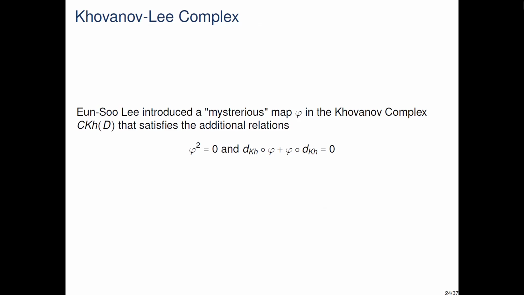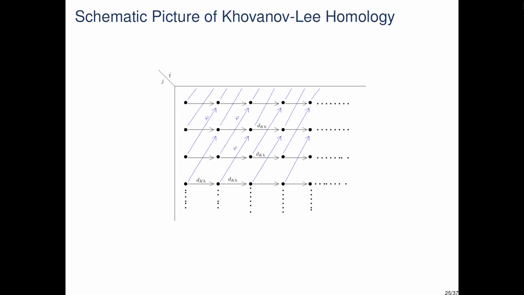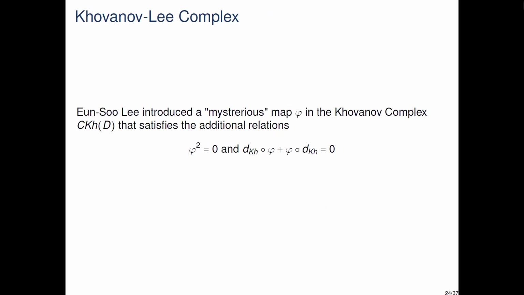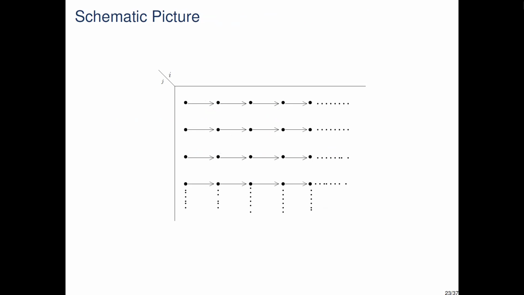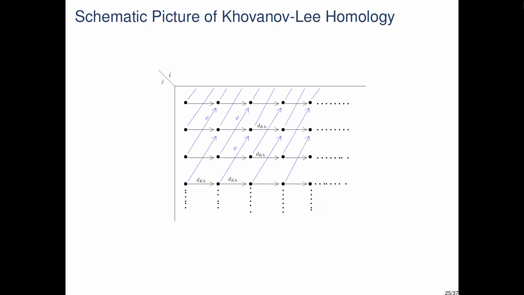Again, let me give you a schematic picture. Here, as before, I have the Khovanov picture, and these blue arrows are indicating the Lee differential, the phi map. So what is the condition phi squared equal to 0 telling you? If I just go along this blue arrow twice, composing, that is also a differential. That means that phi squared is equal to 0.